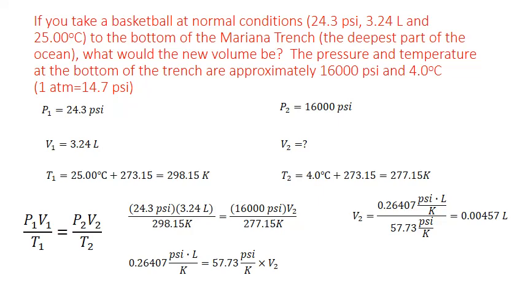And notice what happens to the units. Our units of pressure and our units of temperature in Kelvin cancel out, and we're going to be left with units of liters for our volume. And so it gives us 0.00457 liters. We can round this to two significant figures, which is the same as our least number of significant figures in our problem. And that's actually 4.6 milliliters. So the basketball shrinks from 3.24 liters to 4.6 milliliters at the bottom of the ocean.